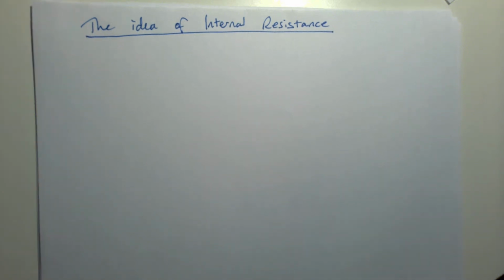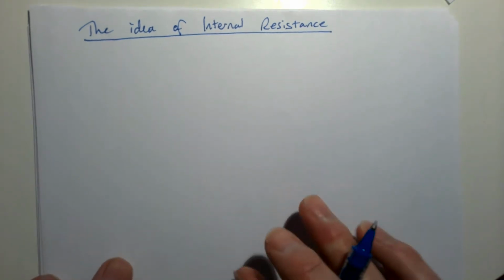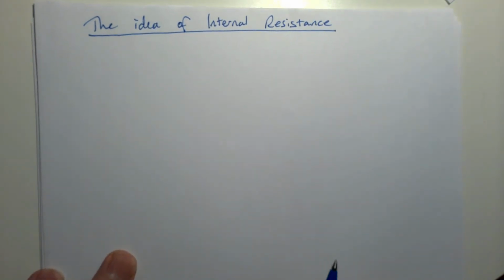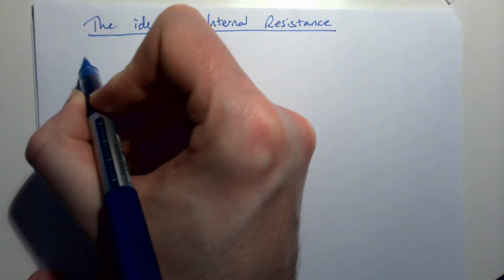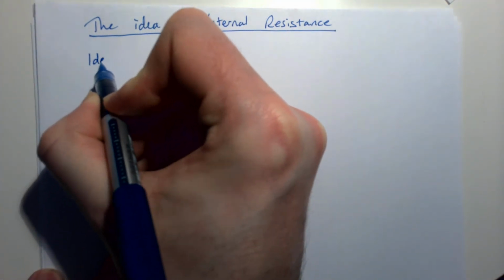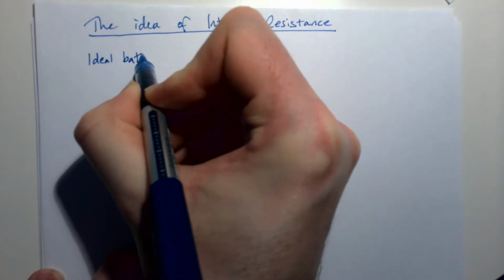Right, hi Year 12. So we're going to talk about the idea of internal resistance. Okay, so to start off, we'll talk about batteries. So we're going to talk about ideal batteries.